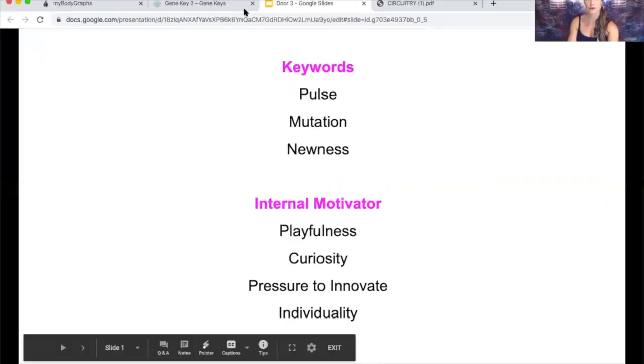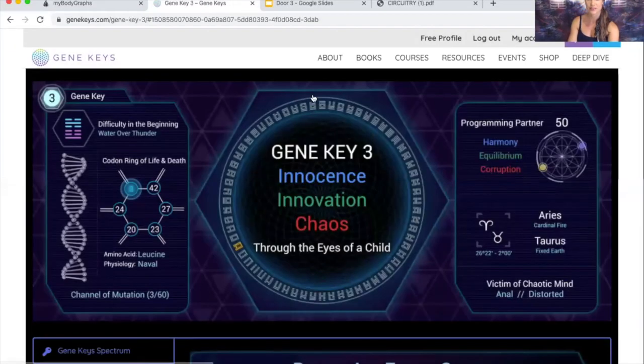So if we go to the living library, now we are shifting and going into more of the gene key perspective. So far this was the human design. Now we're going into the gene key. So here we see as well the programming partner. So we are looking at the cross still, and we see the 50 that is on the other side of the 3. And we can see in the frequency band, the gene key is always working in a frequency band where we have a contracted and low energy, and we have a higher energy.